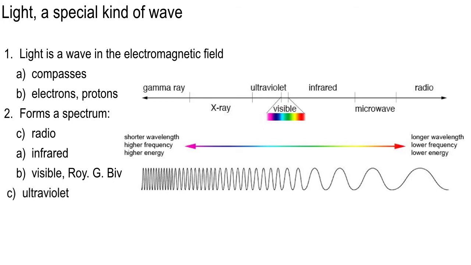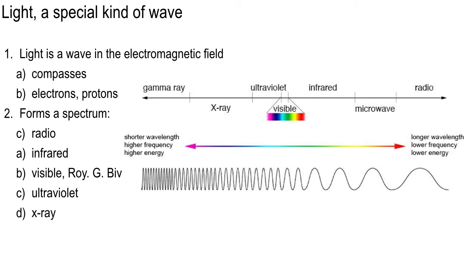And then after that, ultraviolet, shorter wavelength, but higher frequency. You know, the wavelength is one thing, the frequency is another, and as wavelength decreases, frequency gets bigger. X-rays, and after X-rays, gamma rays.